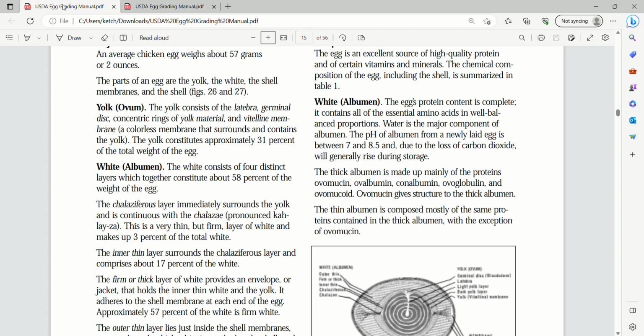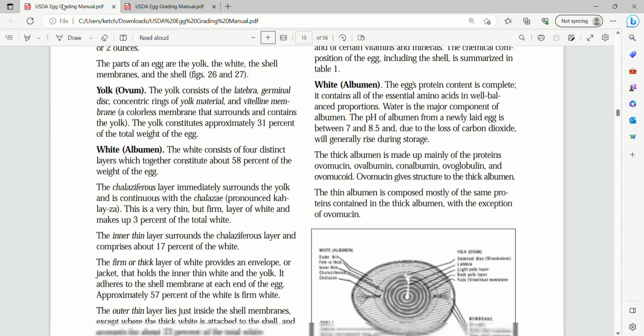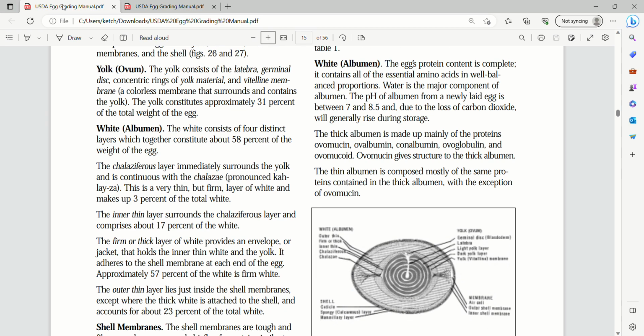The firm or thick layer of white provides an envelope or jacket that holds the inner thin white and the yolk. It adheres to the shell membrane at each end of the egg. Approximately 57% of the white is firm white. The outer thin layer lies just inside the shell membranes, except where the thick white is attached to the shell, and accounts for about 23% of the total white.